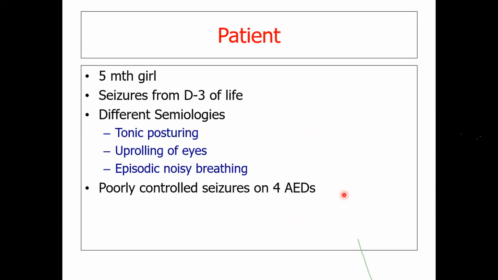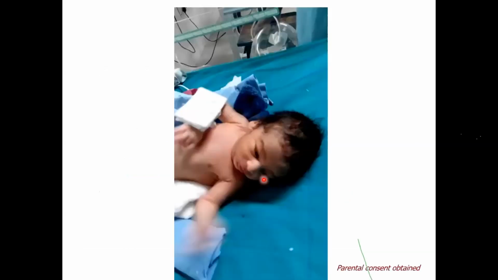We have a 5-month-old girl who had seizures from day 3 of life. And these seizures were of varied semiologies. This is a neonate.